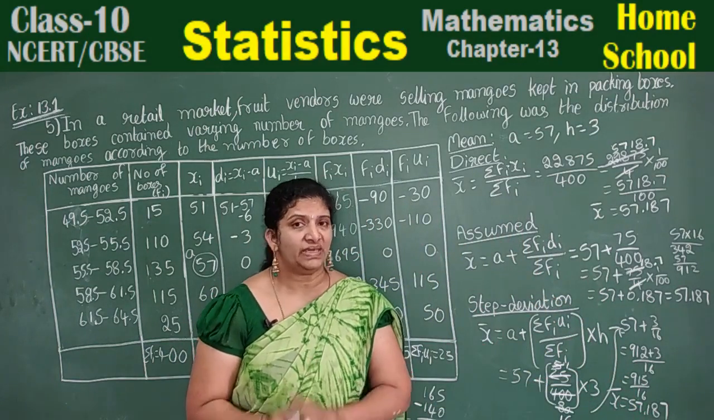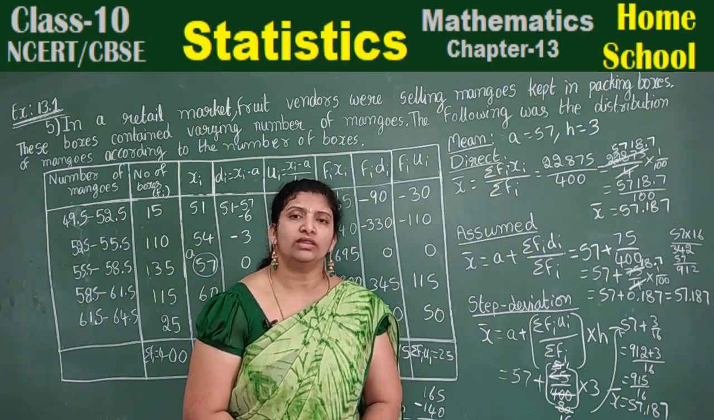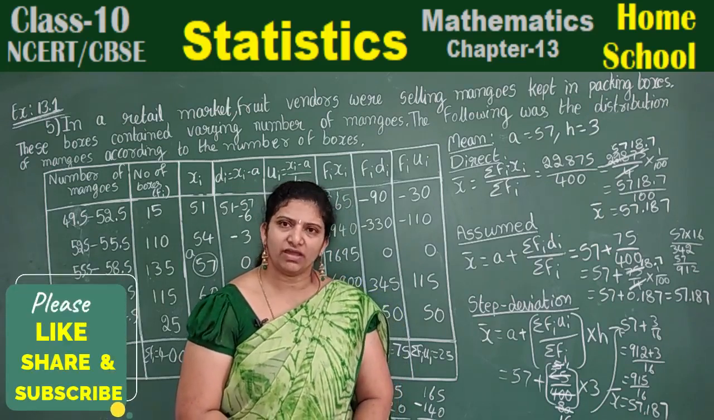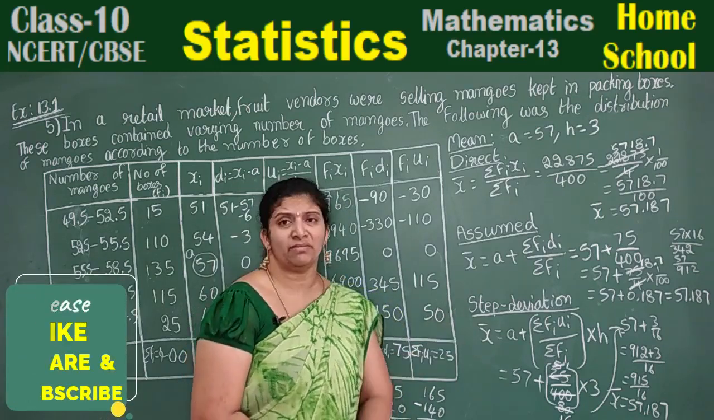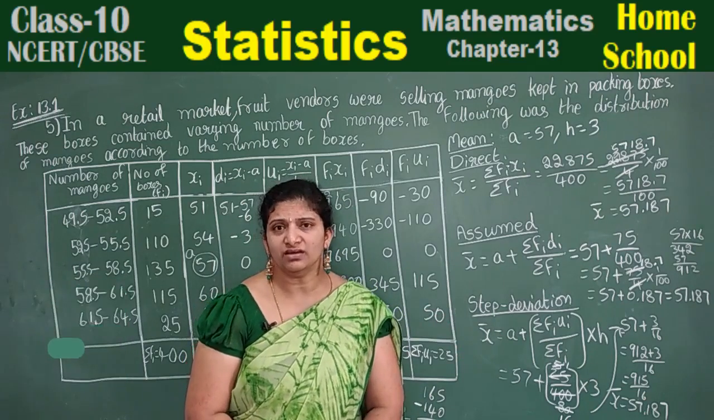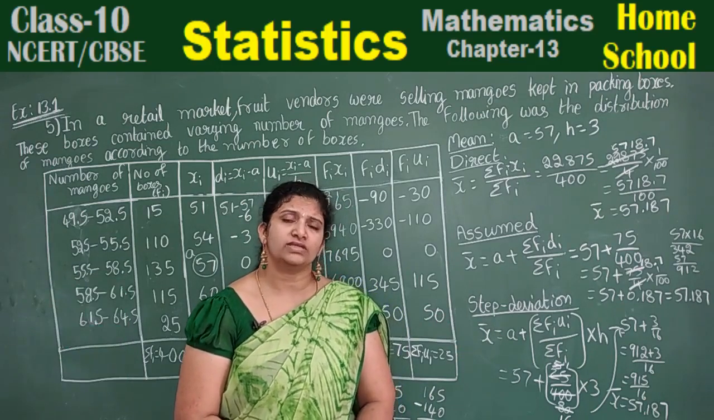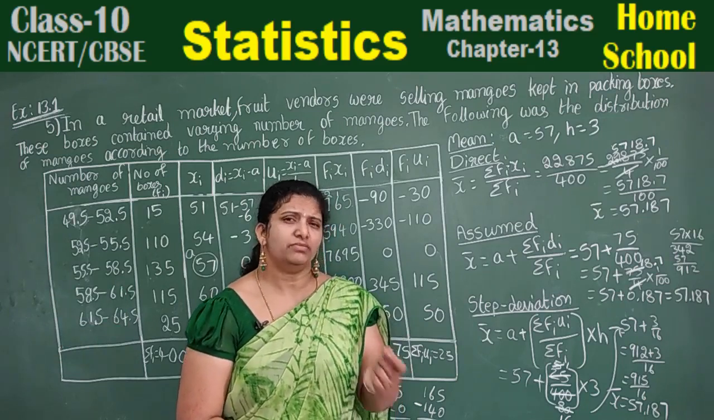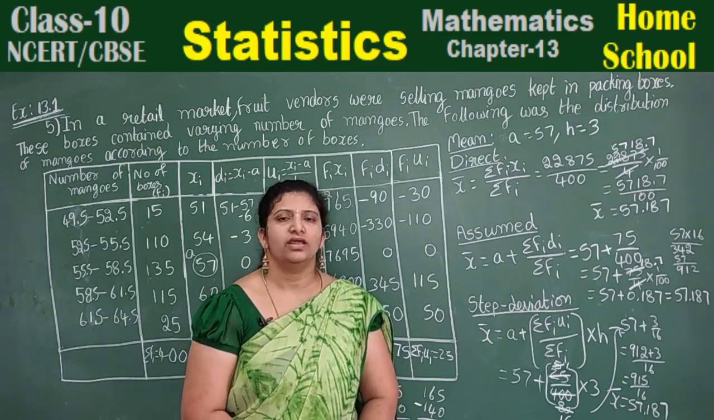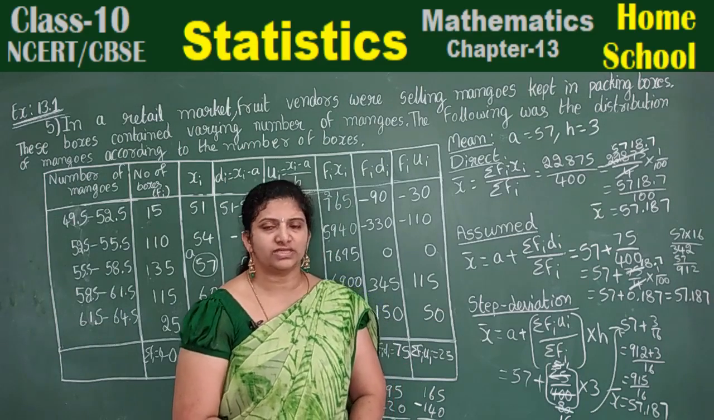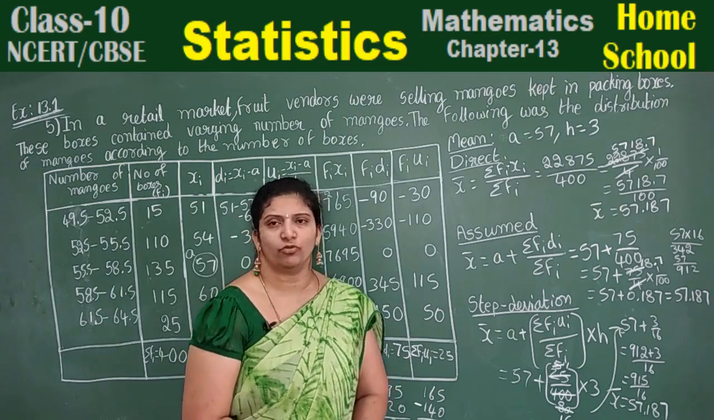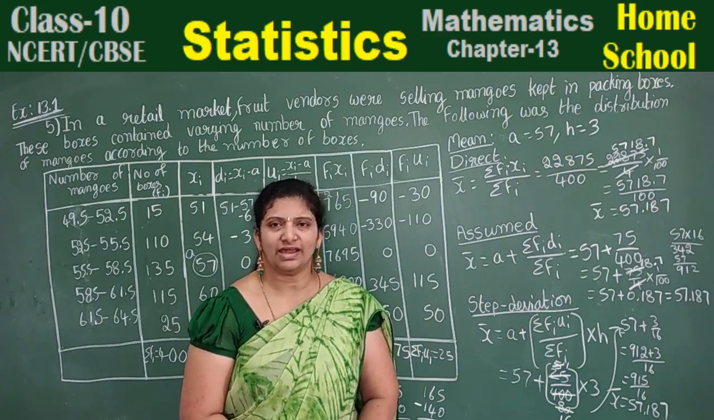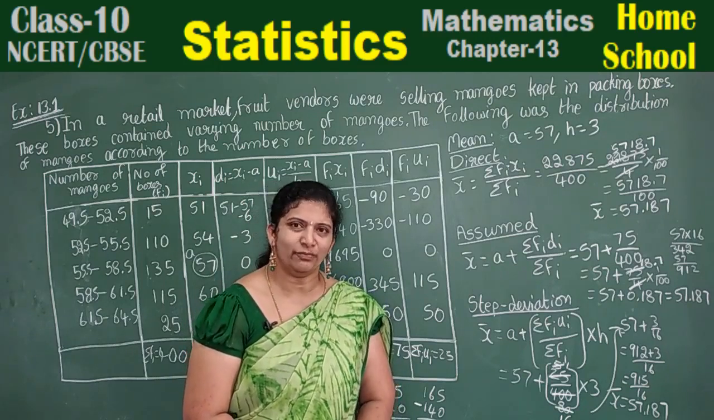When we calculate the mean in all the three methods, direct method, assumed method and step deviation method, we got the same answer. What is that answer? The mean number of mangoes in a box is 57 mangoes, with some decimal value. Therefore, the mean number of mangoes in a box is equal to 57.187. So, which method you are going to choose? Write that method and end your problem.